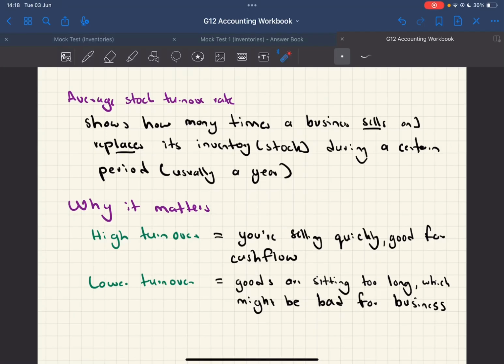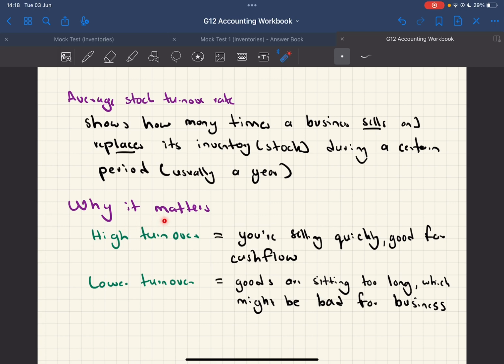So for the next question, let's speak about the average stock turnover rate. The average stock turnover rate basically shows us how many times a business sells and replaces its inventory or stock during a certain period, usually a year, right? So how many times do they sell and replace their inventory?